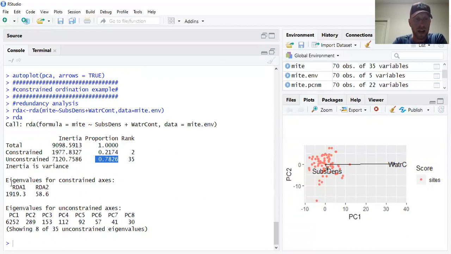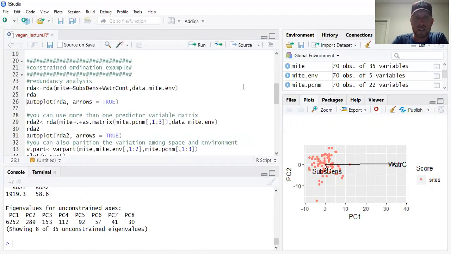So we have these eigenvalues for the constrained axes, and that is essentially a measure of how much variation is explained by the first axis, which is RDA1 now, versus RDA2. And notice that most of that variation is captured in RDA1. So it's the same concept of collapsing multiple predictor variables, but we're also now thinking about multiple response variables.